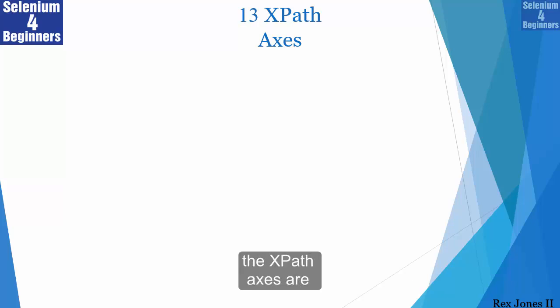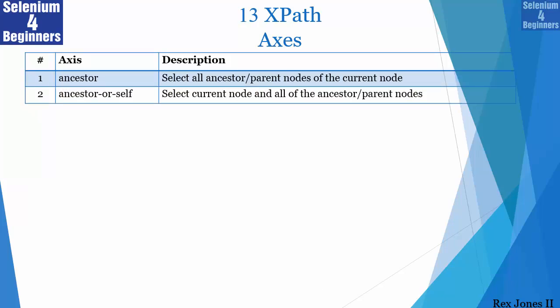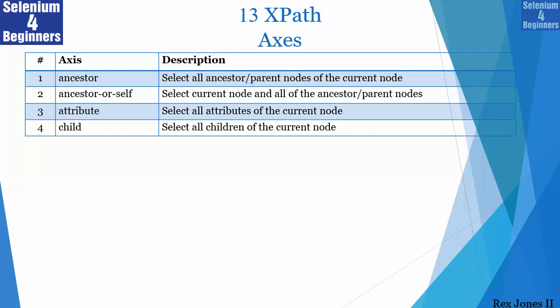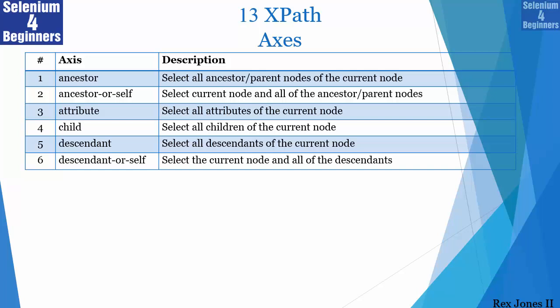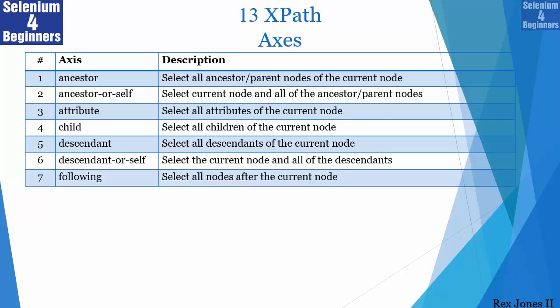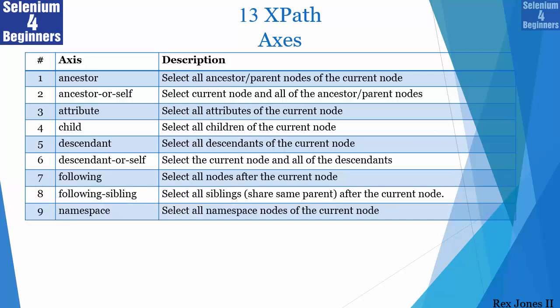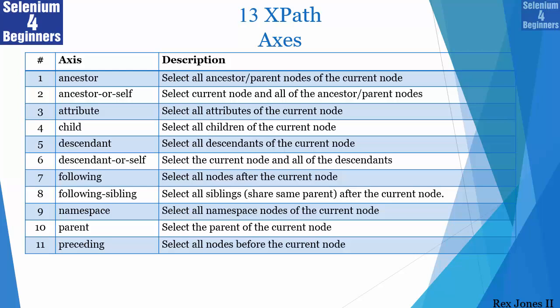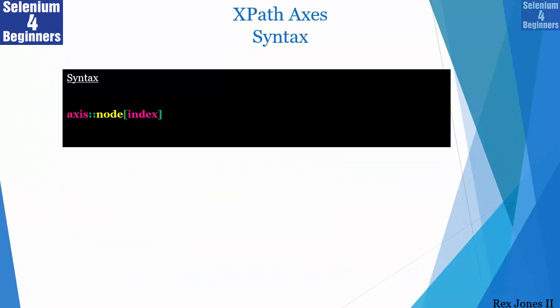In alphabetical order, the XPath Axes are number 1, ancestor. Number 2, ancestor-or-self. Number 3, attribute. Number 4, child. Number 5, descendant. Number 6, descendant-or-self. Number 7, following. Number 8, following-sibling. Number 9, namespace. Number 10, parent. Number 11, preceding. Number 12, preceding-sibling. And number 13, self.